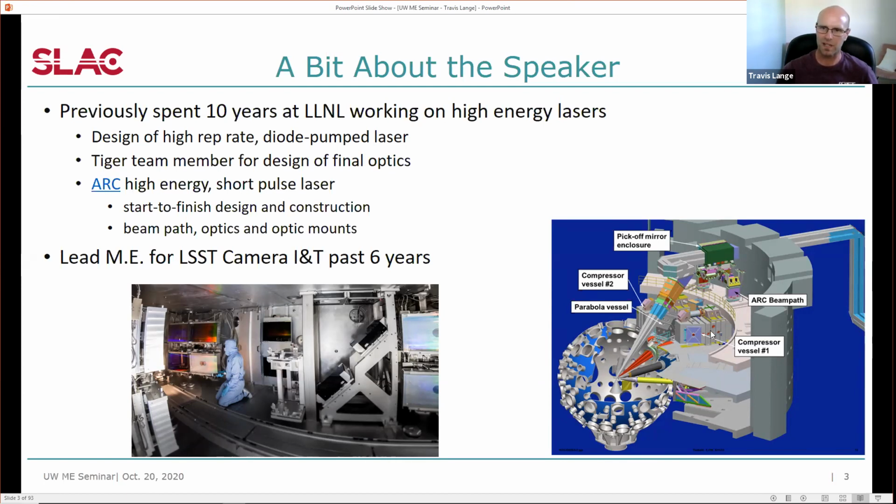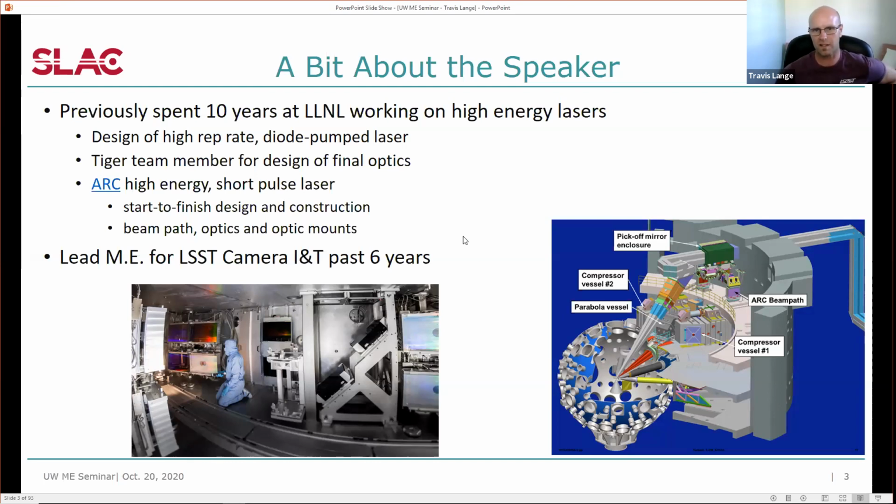Looking inside that big compressor vessel, this is actually a picture inside. You can see the scale of some of those optics. So I worked on both the design of the chamber itself and the mounts for all these optics. These are actually gratings, diffraction gratings for spreading the colors of the beam.